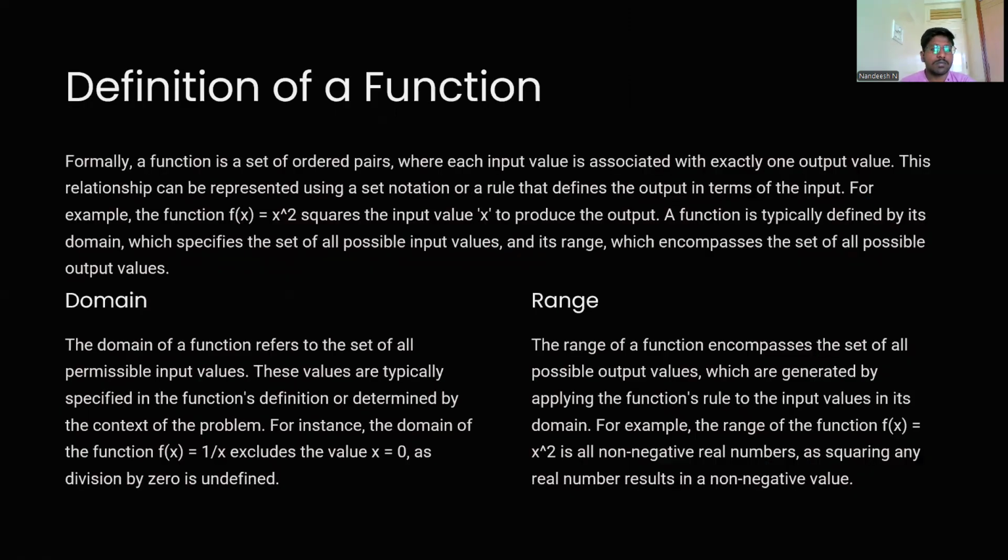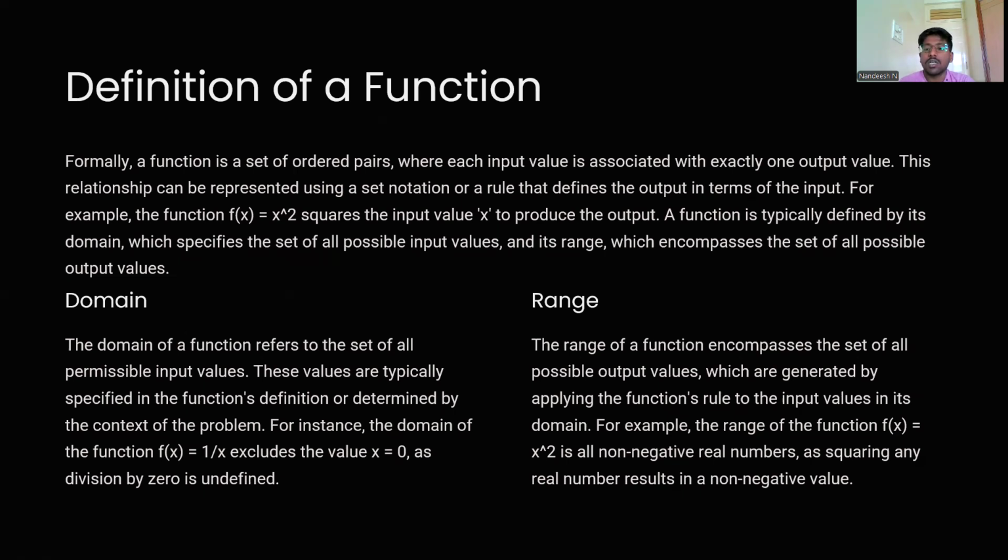Definition of a function. There are two key components: domain and range. The domain of a function refers to the set of all permissible input values. These values are typically specified in the function definition or determined by the context of the problem. For instance, the domain of the function f of x equals 1 by x excludes the value x equals 0, as division by 0 is undefined.